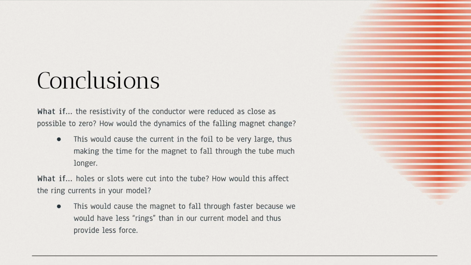To conclude, what if the resistivity of the conductor were reduced as close as possible to zero? How would the dynamics of the falling magnet change? This would cause the current in the foil to be very large, thus making the time for the magnet to fall through the tube much longer.